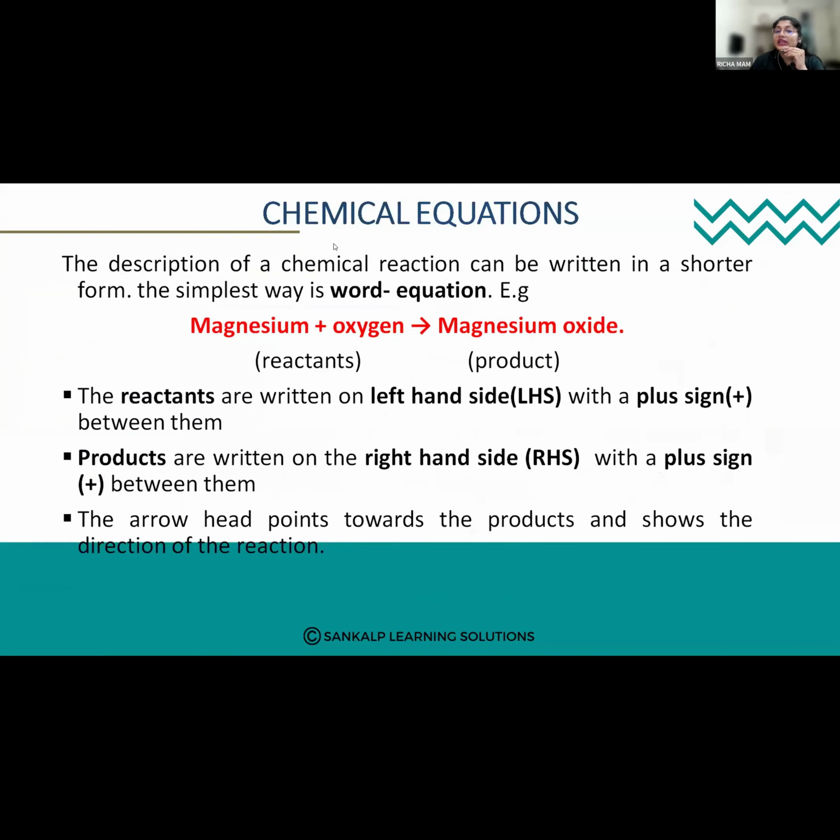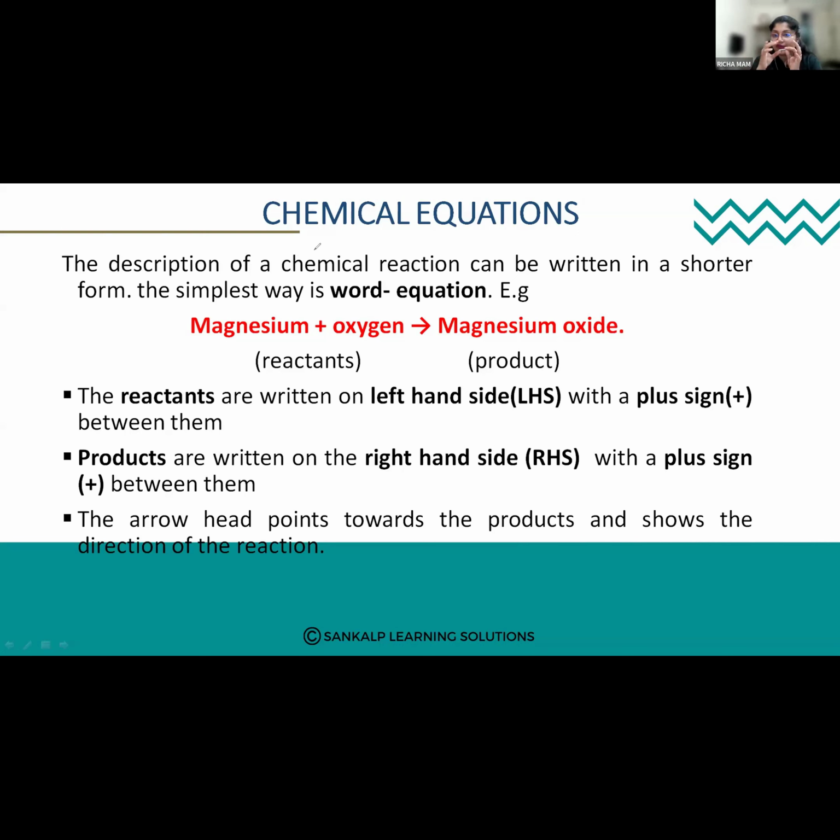So next is our chemical equation. What do you mean by chemical equation? We have understood one part of our topic, that is chemical reactions. The next is chemical equations, right? Now, what is the chemical equation? In a chemical reaction, what we say is, zinc reacted with concentrated H2SO4 gives you zinc sulfate and hydrogen gas. So this is called a description.